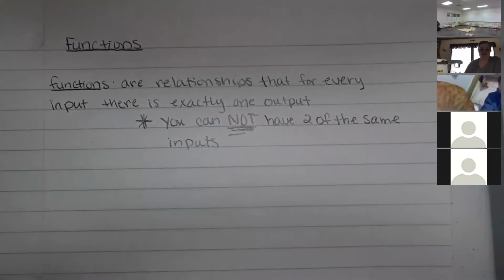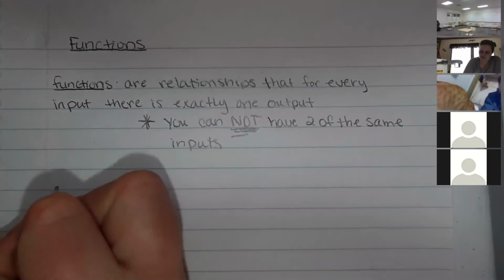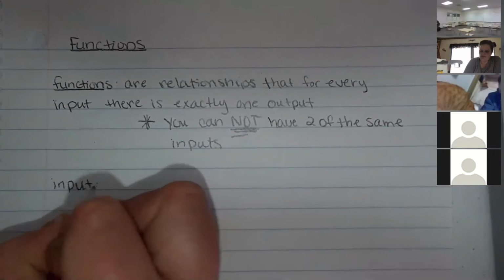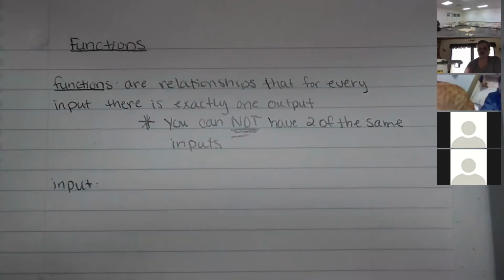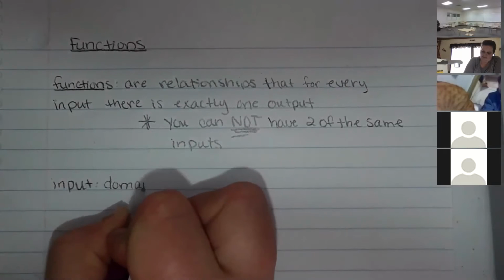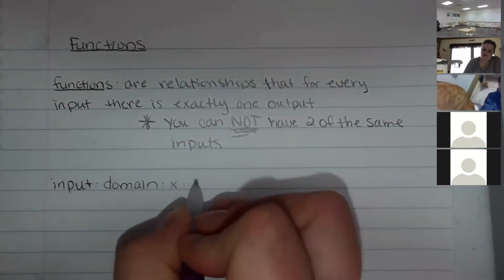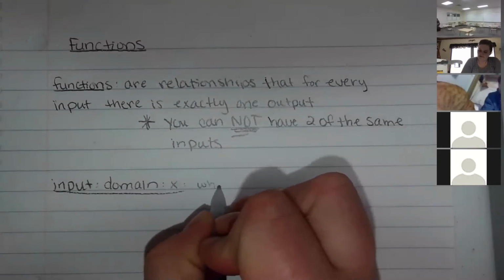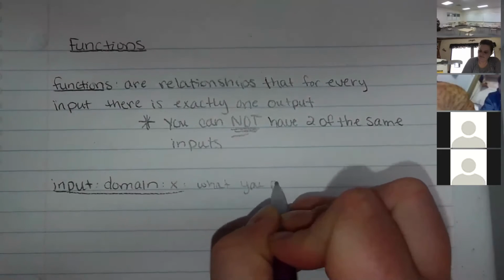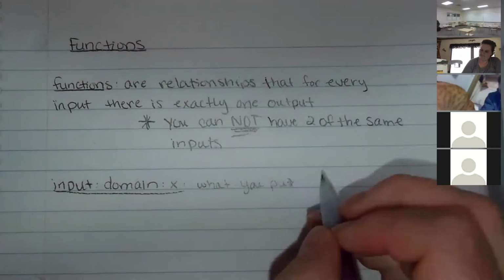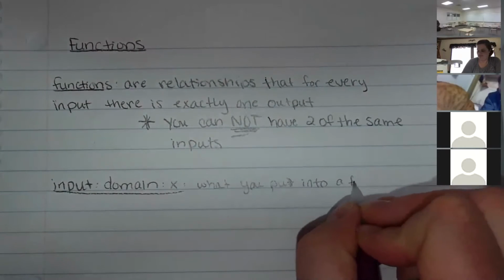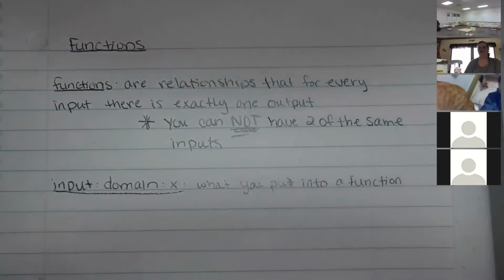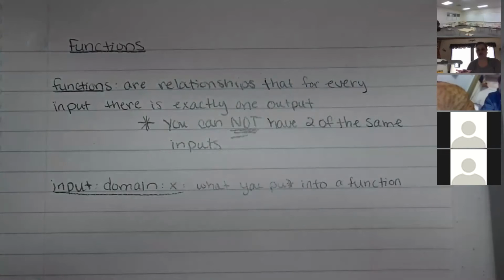So now we're going to have to define what an input is so that we know we can't have two of the same ones. An input will sometimes be called an input, sometimes it'll be called a domain, and sometimes we'll call it just our X values. All three of those are interchangeable to describe input. Input, domain, X. That is what you put into a function. So that's your input, your domain, your X. Doesn't matter, all three are the same thing.